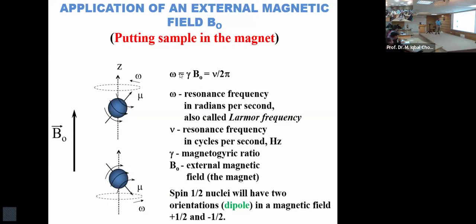This is directly proportional. This angular momentum, or this precession frequency, is directly proportional to B naught, and the proportionality constant is replaced with gamma, the magnetic gyromagnetic ratio. The gyromagnetic ratio is a very important concept in NMR spectroscopy. It is a very straightforward equation: you have a stronger magnet, more precession.